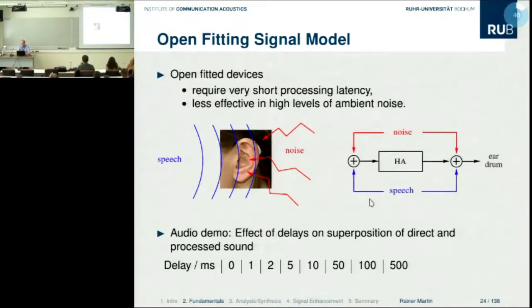Okay, so here's the signal processing model. So here is the hearing aid, and speech enters the microphone, and noise as well, of course, enters the microphone, but also is added here on the acoustic side, and that gives rise to then these superposition effects and change of timbre.